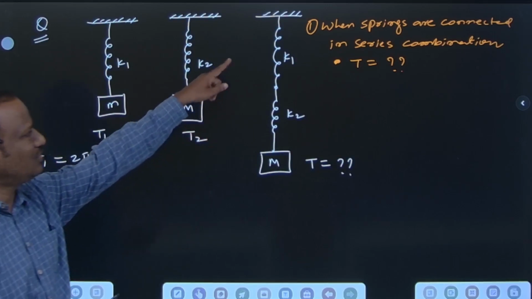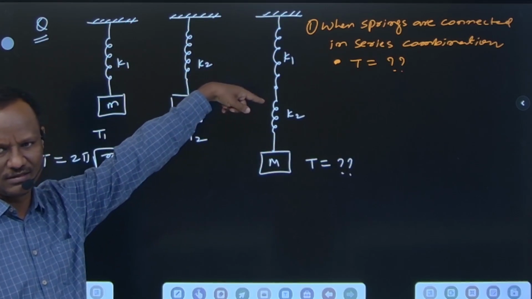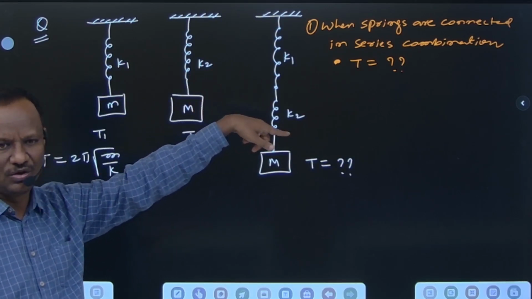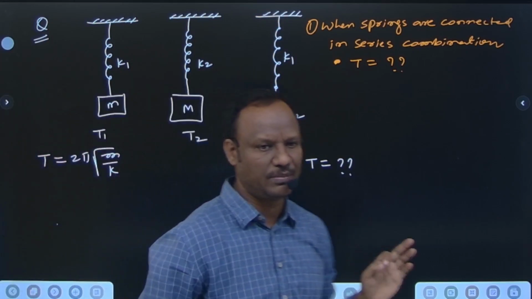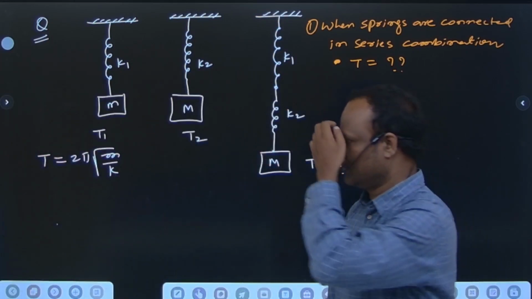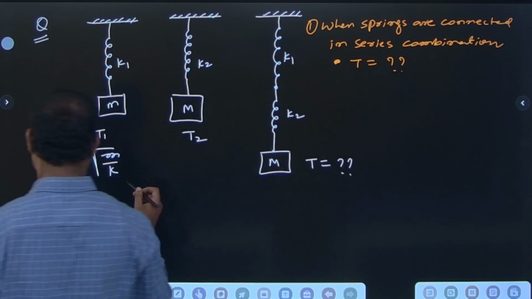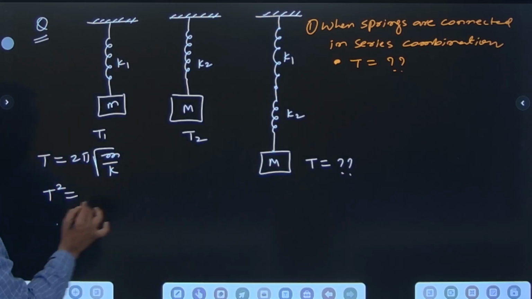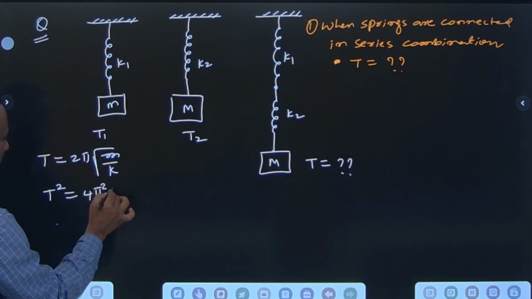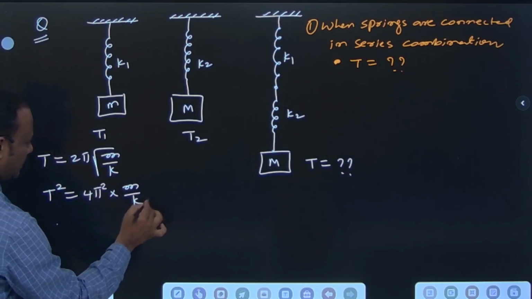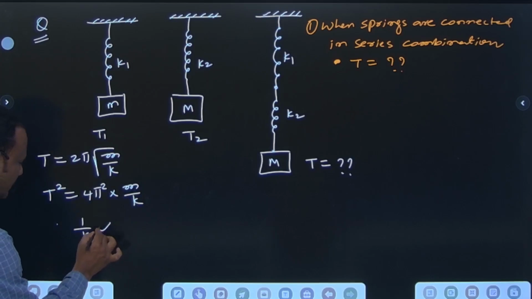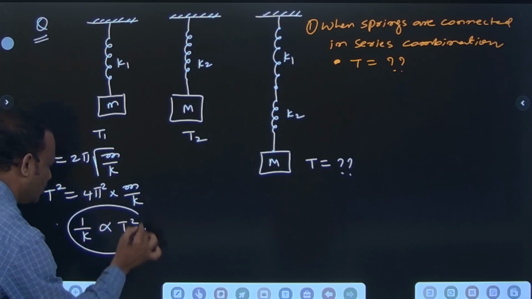Now how are these two connected, in series or parallel? Series. What is the formula? 1 by K is equal to 1 by K1 plus 1 by K2. So T square is equal to 4 pi square times M by K, correct? 1 by K is proportional to T square. Do you agree with this?